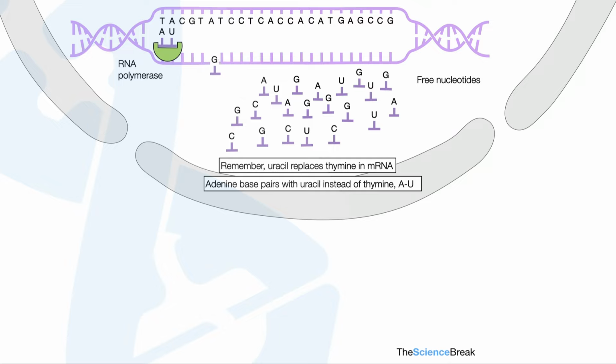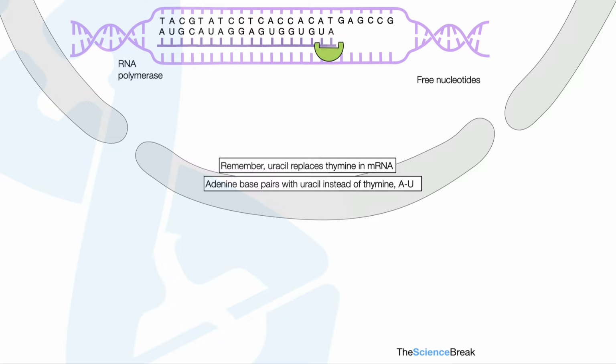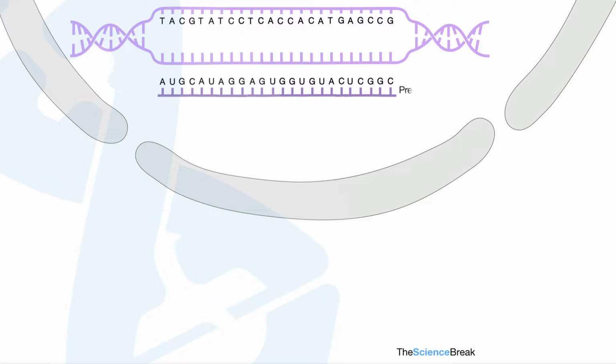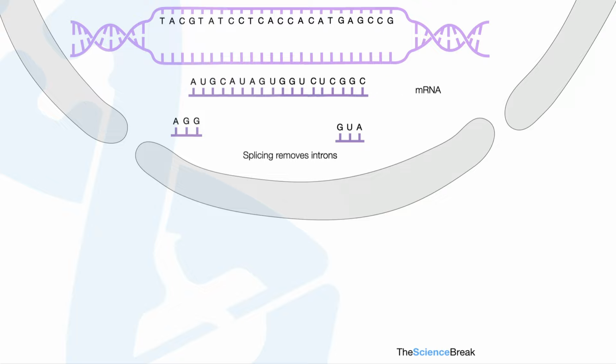This catalyzes the formation of a phosphodiester bond between adjacent nucleotides. We have a continuation of base pairing and the formation of phosphodiester bonds, and in this way we produce a copy of the DNA strand in the form of a messenger RNA molecule. However, this molecule is actually referred to as pre-mRNA. It still contains introns. We then have the process of splicing. Splicing removes the introns, and then we are left with mRNA.